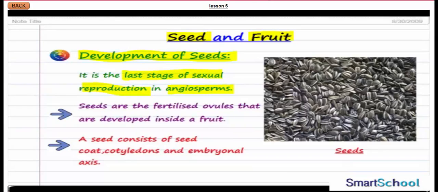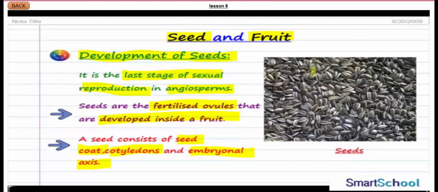Now what are seeds? Seeds are the fertilized ovules that are developed inside a fruit. So the fertilized ovules are termed as seeds and they are developed inside the fruit. A seed consists of seed coat, cotyledons and embryonal axis. So what are the parts of a seed? The seed coat which covers it, cotyledons present inside it and the embryonal axis.